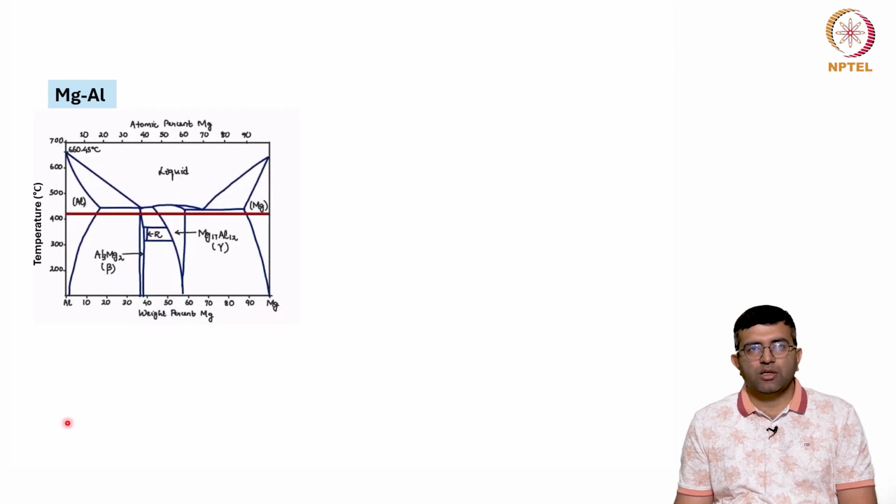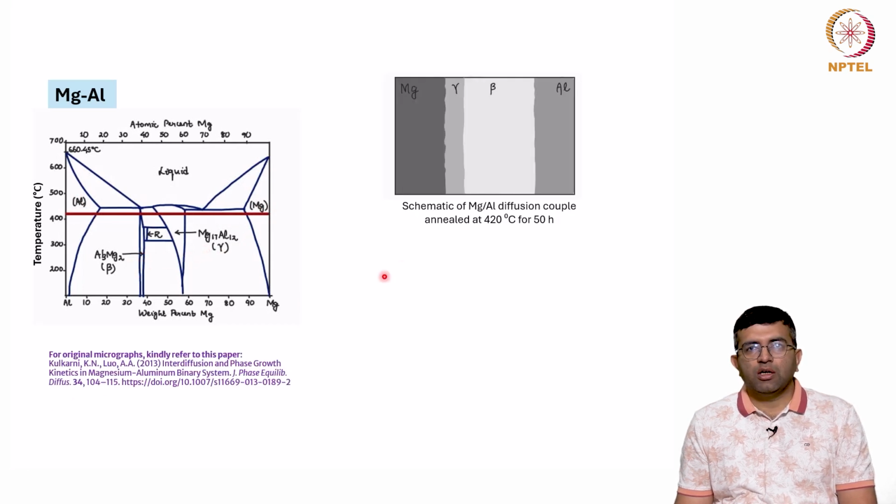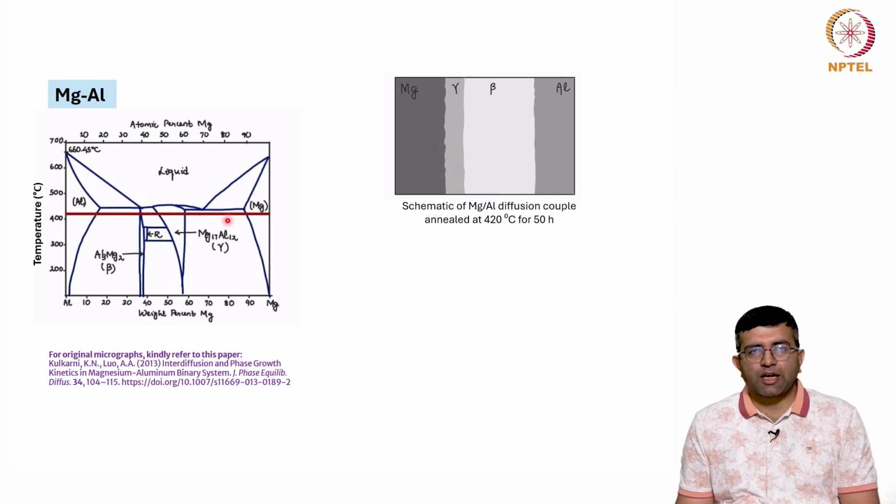Moving ahead, the next example is another important system as far as light weight alloys are concerned, which is magnesium-aluminum. In magnesium-aluminum, you see that there is an alpha aluminum solid solution, there is a magnesium solid solution, then you have a beta, you have a gamma. One example is a diffusion couple annealed at 420 degrees for 50 hours. This is the schematic; you can refer to this paper for the original micrograph.